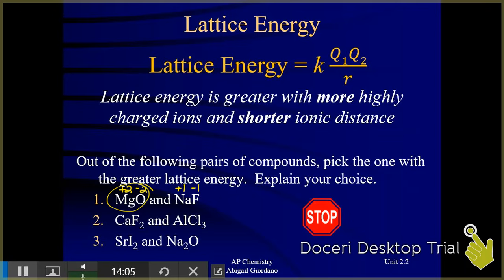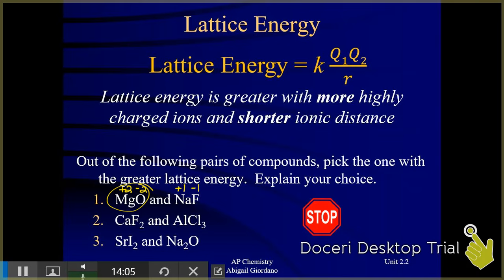stronger ionic bond. Now, if you were asked to explain this in terms of Coulomb's law, which on the AP exam is very common, you would simply say magnesium oxide contains the more highly charged ions, the term that I've seen them use a lot. It's actually written on that slide right there. And thus, the ions within that compound will experience a stronger attraction.